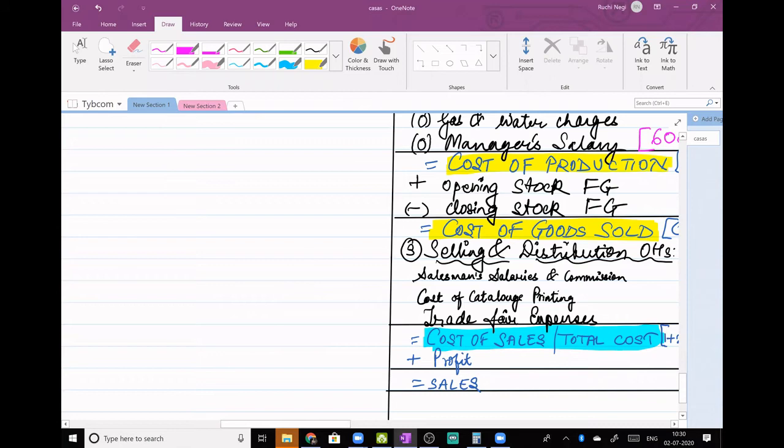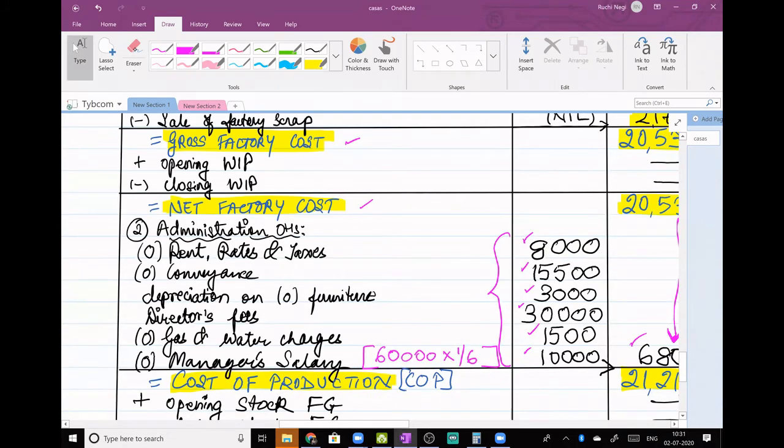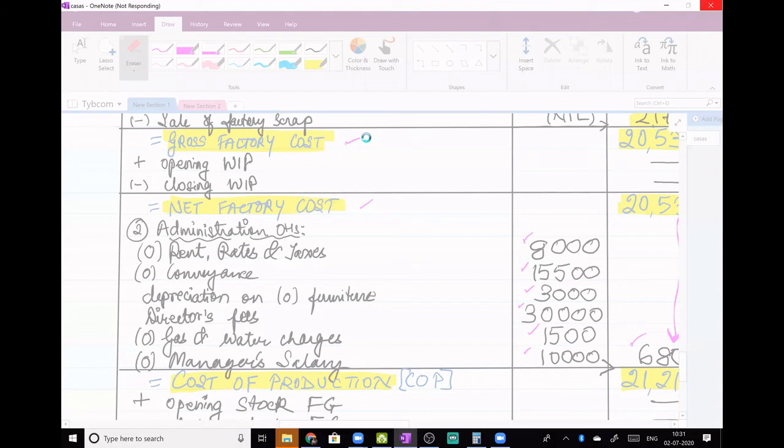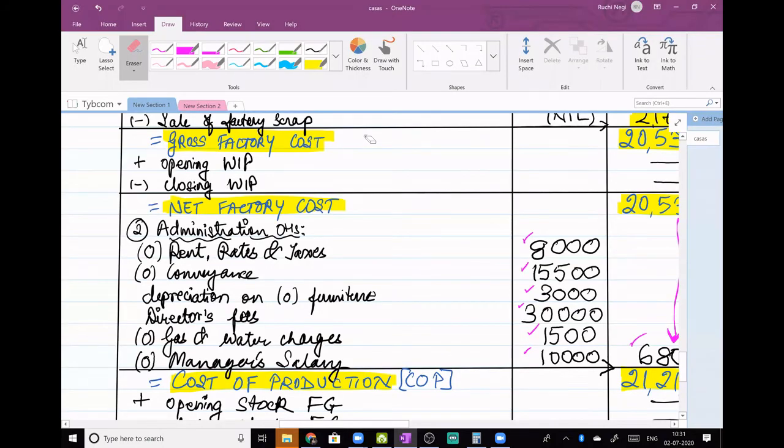So these are my admin overheads. Look at the screen. Office rent 8,000. Conveyance 15,500. Depreciation on office furniture 3,000. Directors fees 30,000. Office related gas and water charges 1,500. And then that adjustment of manager's salary.